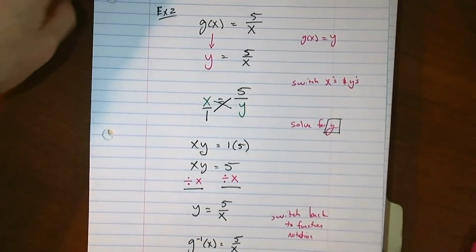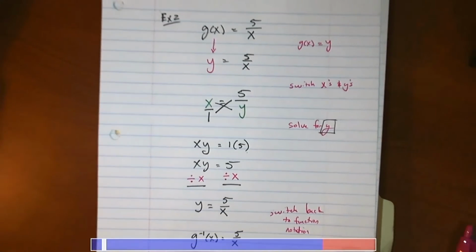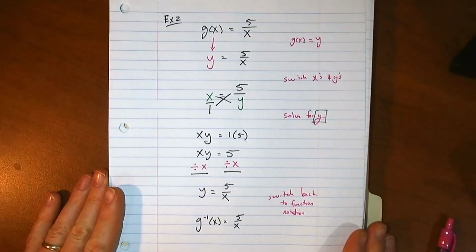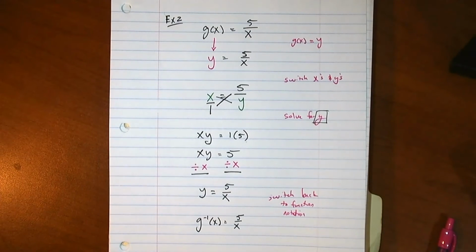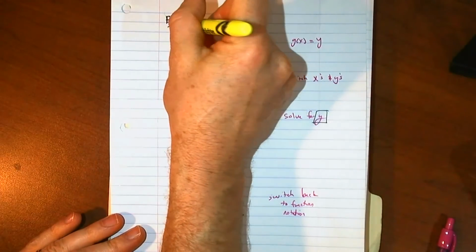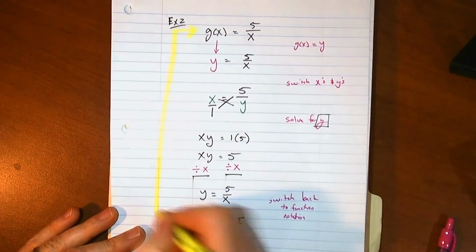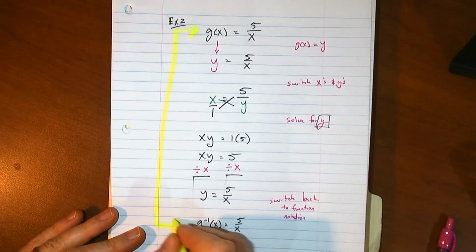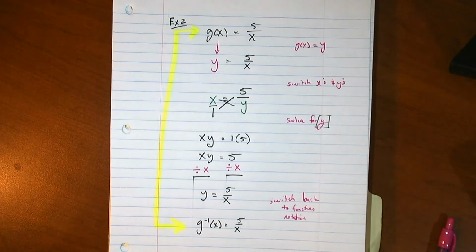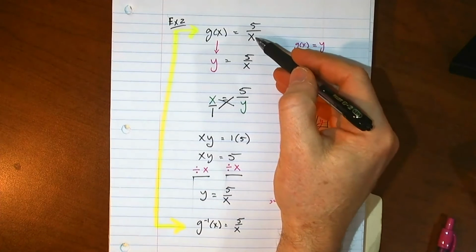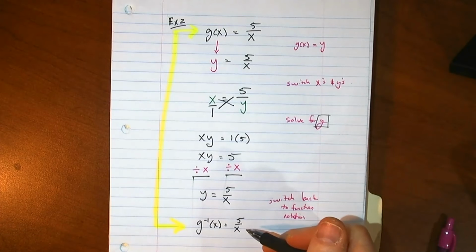Now, if we back up for just a second and look at this whole problem as a whole, there's something that you should definitely notice. Function g was equal to 5 over x. And g's inverse is also equal to 5 over x. This is a really strange situation, something that we've never come across in our class before. The function is its own inverse.